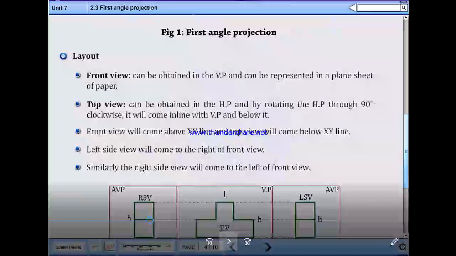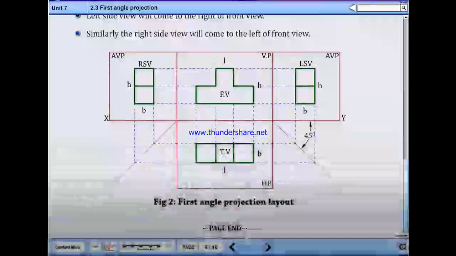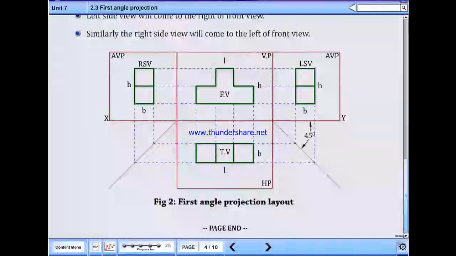Note down the views. First angle projection layout views.